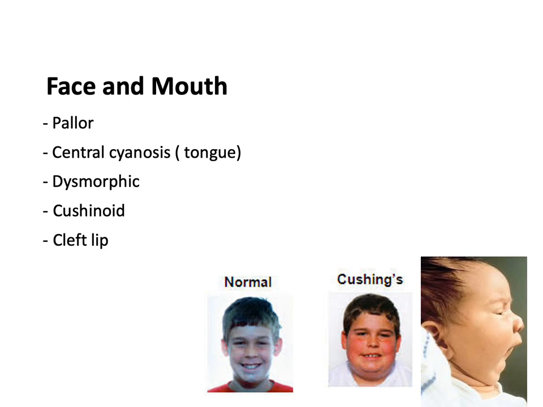In examining the face of the patient and the mouth, we look for presence of pallor, central cyanosis, the undersurface of the tongue, presence of any dysmorphic features, or cushingoid appearance, or if there is a cleft lip and palate.